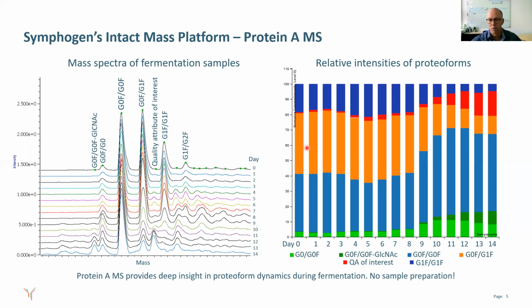To the right here, we have a stacked bar chart representing the same results, and we can see that the dominating forms are, of course, the different glycoforms, but it's very interesting how we see a shift from more mature glycoforms. The orange bar here represents the G0F, G1F form, and we can see how that is dropping radically towards the end of the fermentation process. So protein AMS gives you powerful insight into the dynamics taking place during your upstream fermentation process.